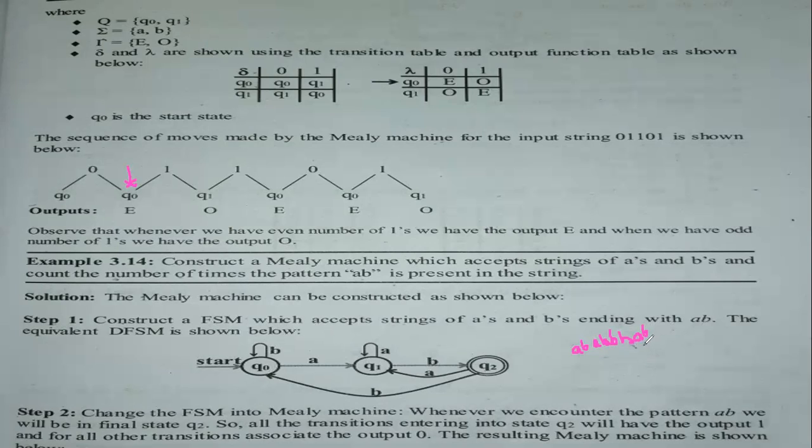Means I'm done with this. I need to go for this now. So later Q0 to Q1 on receiving A, then Q1 to Q2 on receiving B, exactly. So this will be accepted.